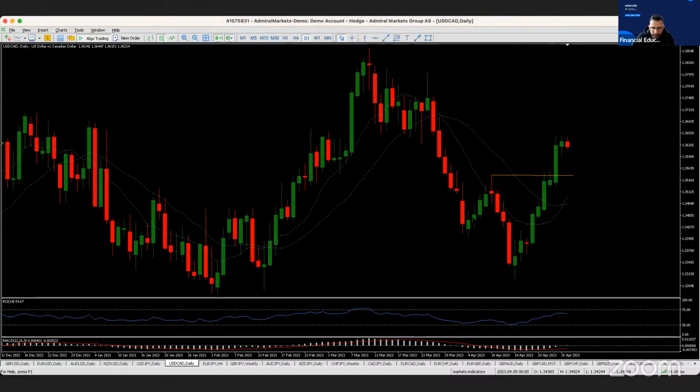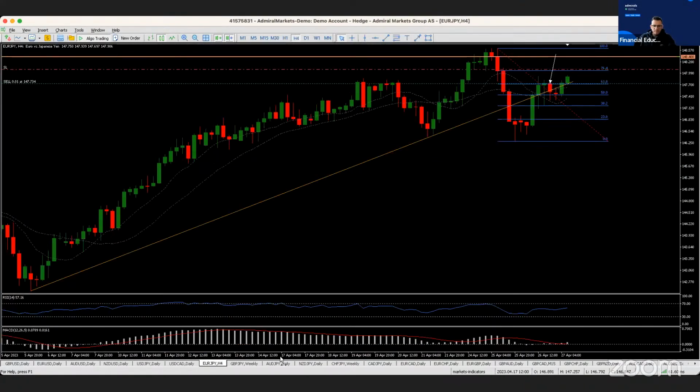US dollar against the Canadian dollar. The Canadian dollar is so weak, even though the US dollar is a bit weak at the moment. It's just surpassing the ceiling here and pushing higher. I'll be looking for some retracement and then most likely to the upside. The euro against the Japanese yen.